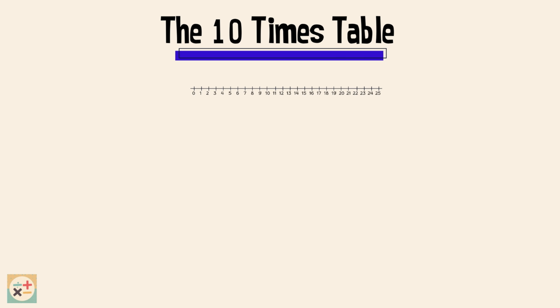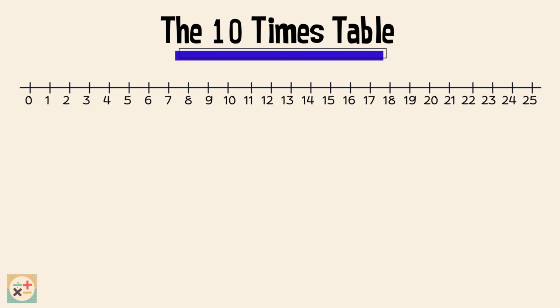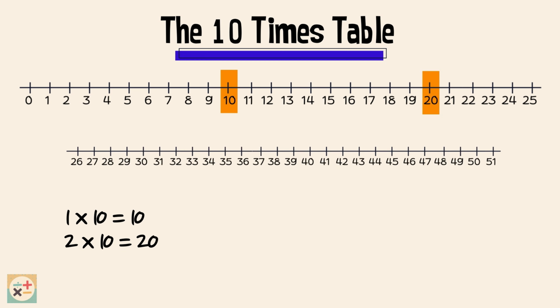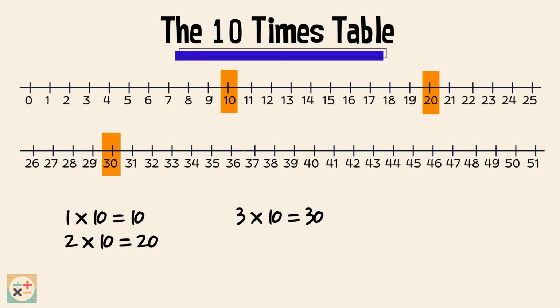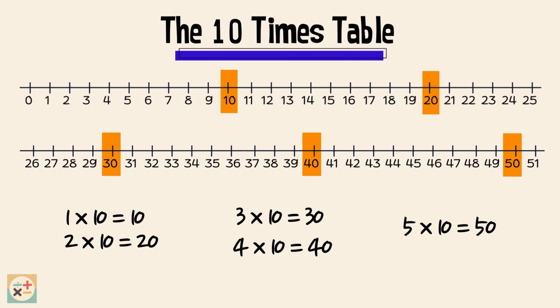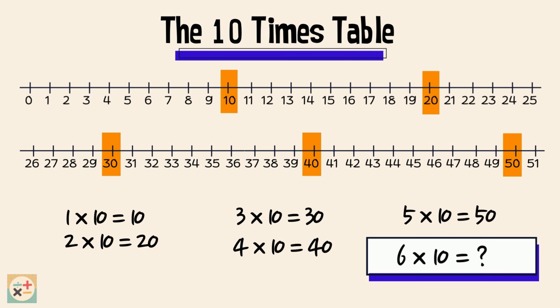So, let's dive in. The 10 times table is one of the easiest to remember because all the answers end in 0. For example, 1 times 10 equals 10, 2 times 10 equals 20, and so on. You probably already find these easy. Can you quickly shout out the answer to 6 times 10?